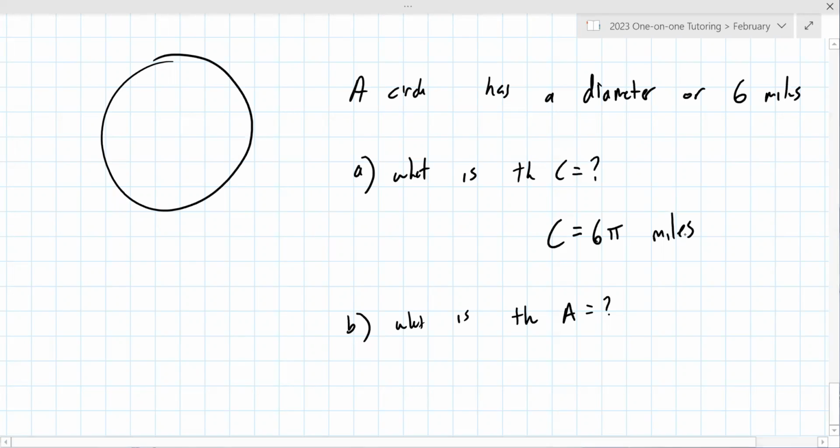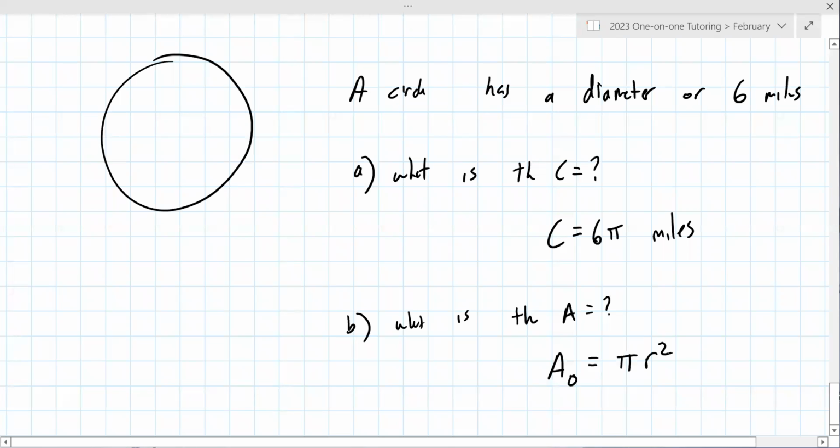What's the diameter? 6. Okay, so 3 pi squared. So here's what you said. Is that what you meant? Diameter. Yeah. Okay. So first start with the formula for area of a circle. What is that again? Area equals pi radius squared.